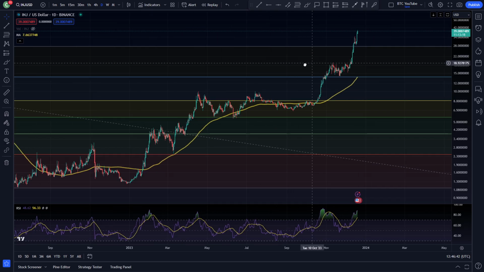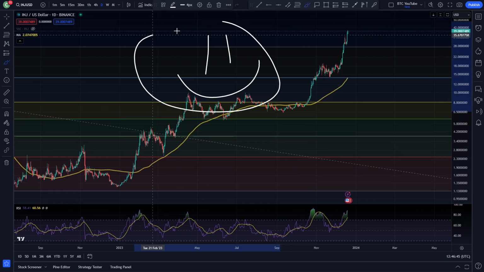I am Crypto Maximalist, and today we are taking a quick look at Injective protocol on the daily time frame.